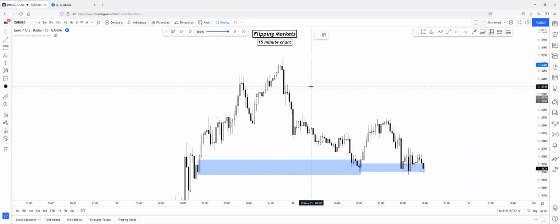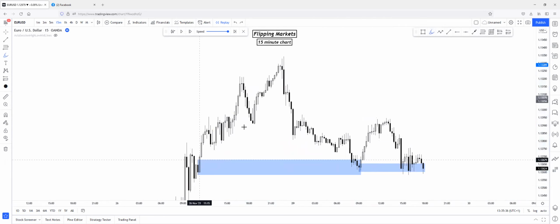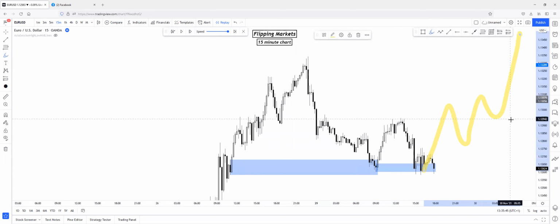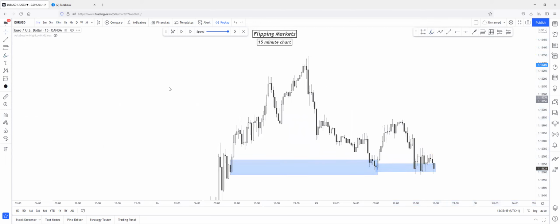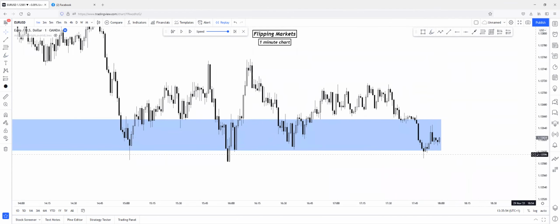So the expectational order flow is bullish, right? Creating a series of higher highs and higher lows, mitigating demand zones, changing character to the upside, mitigating demand zones again. So the expectational order flow is bullish. We are waiting for some scenario like this. Okay, let's switch back to the 1 minute chart and take a closer look.